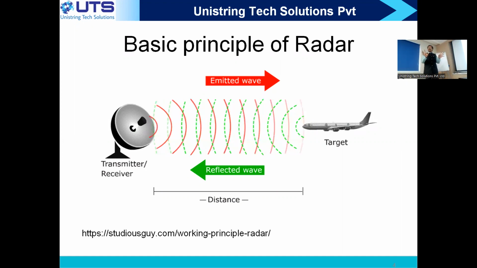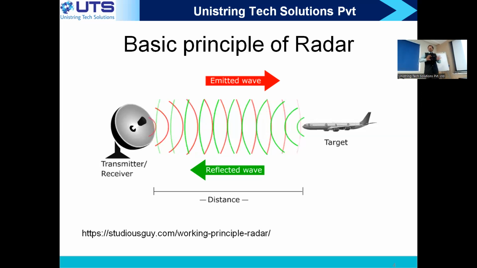Both are at the same place. There are two separate antennas there, it's okay, but they share the same circuitry, at the same place. Now, this is an example of a bistatic radar. You see, radar is everywhere.